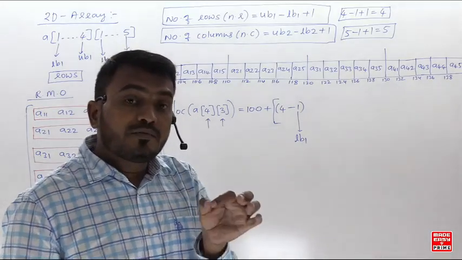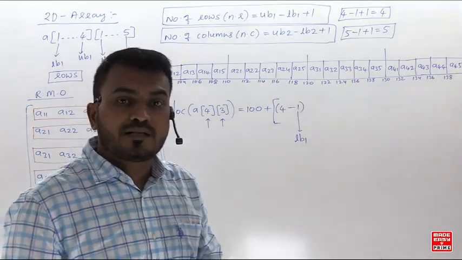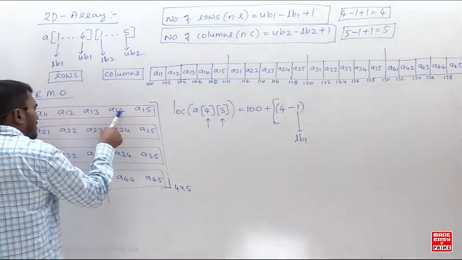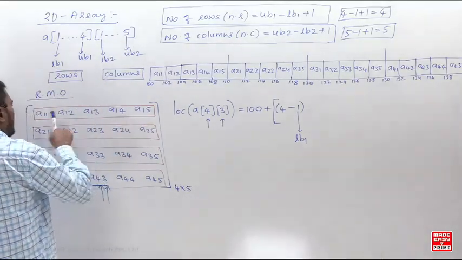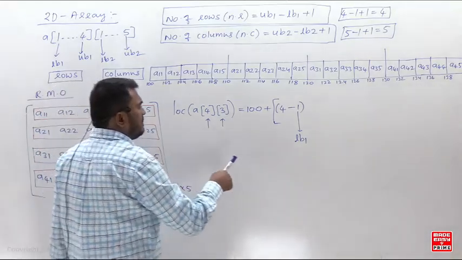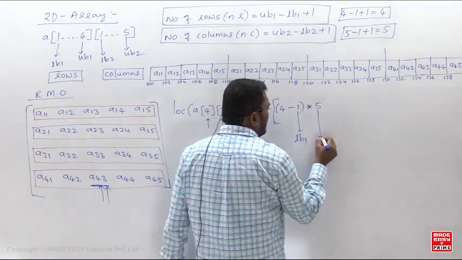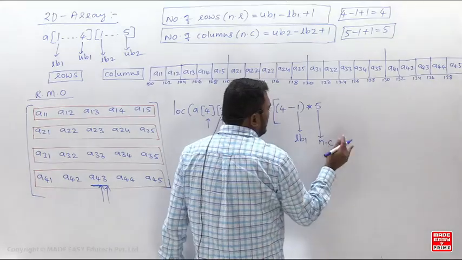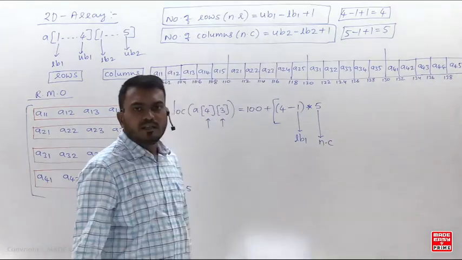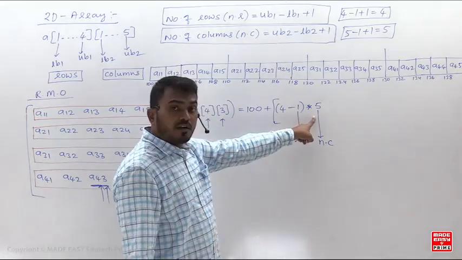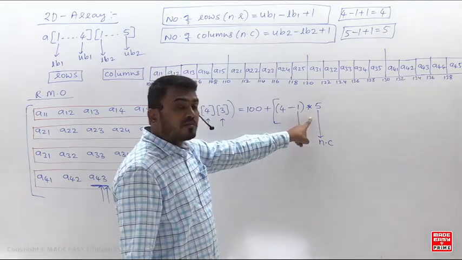But remember, every row is having how many elements? 5 elements. Every row is having 5 elements. Remember, what is this 5 here? Number of columns. Remember how you will get the number of columns formula?